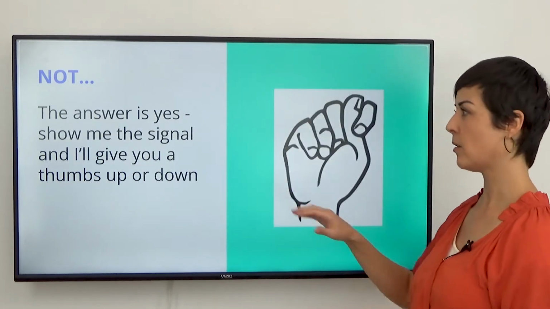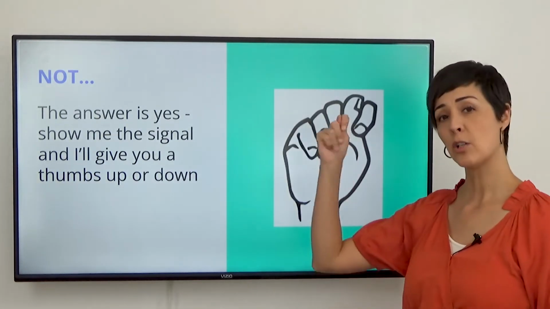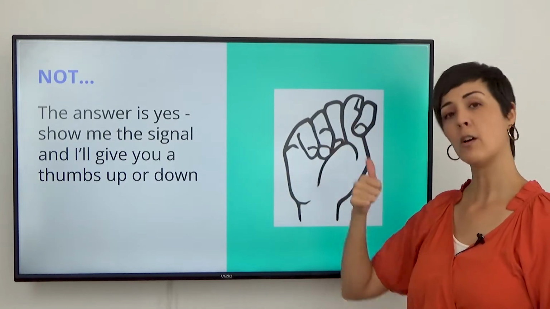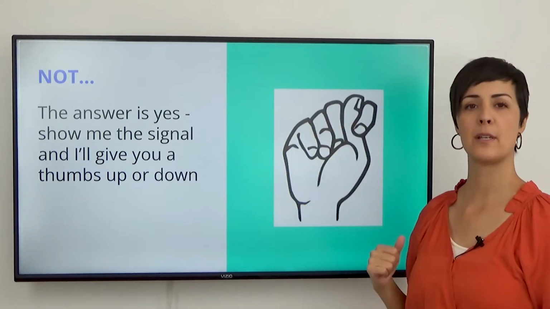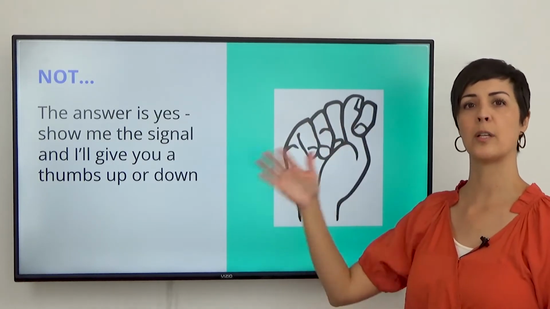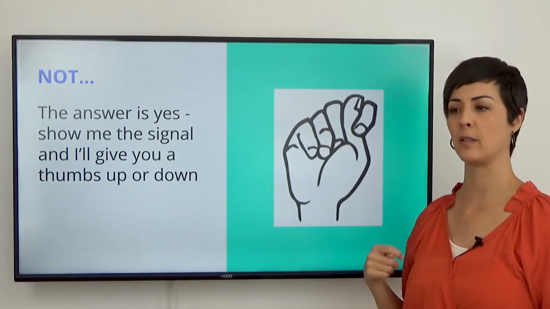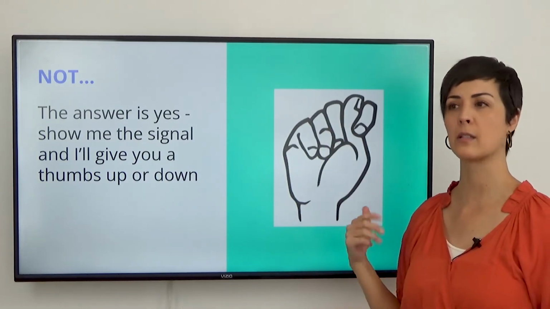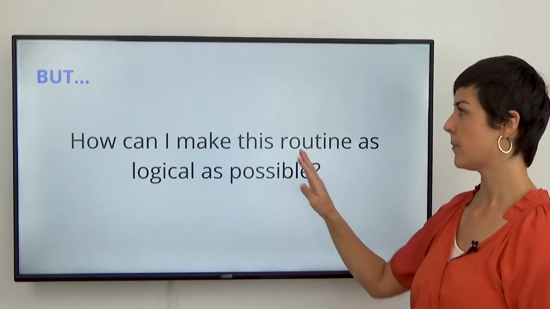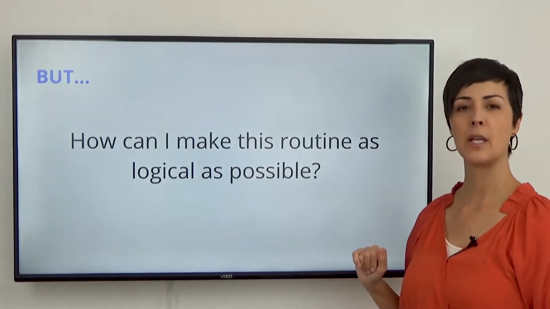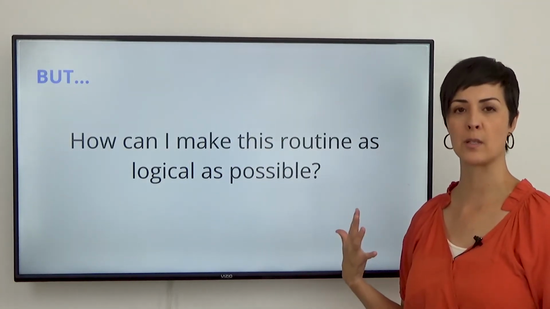The answer is also not yes. Just show me the bathroom signal and I'll give you the thumbs up if you can go or the thumbs down if you can't, because kids learn pretty quickly. All I have to do is give a bathroom signal and I can escape a classroom task whenever I choose. So the idea instead is, how can I make this routine as logical as possible?